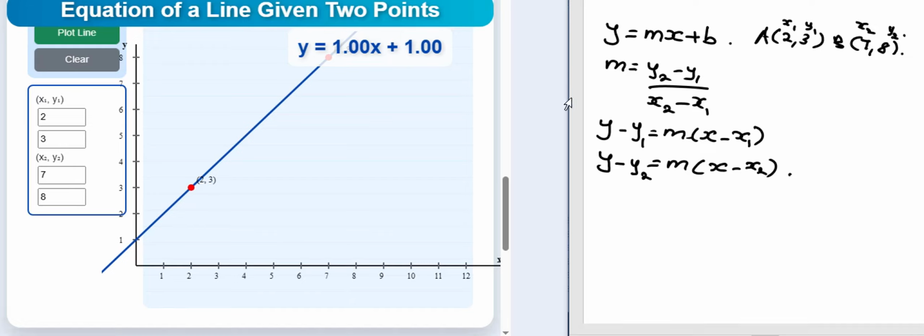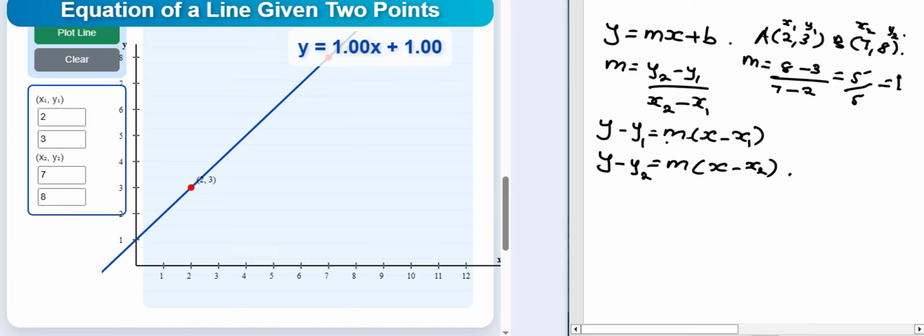So to get the gradient of this line, I need to take m, which is equal to y2, which is 8, minus y1, which is 3, divided by x2, which is 7, minus x1, which is 2. That becomes 8 minus 3, which is 5, divided by 7 minus 2, which is also 5, and the answer becomes 1. So now that I know the gradient, I can also find the y-intercept.